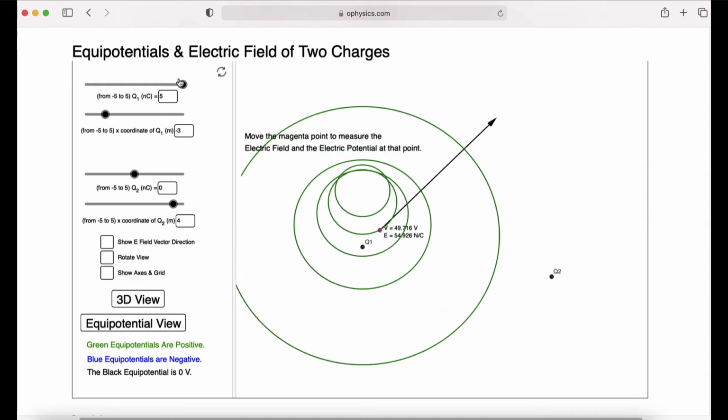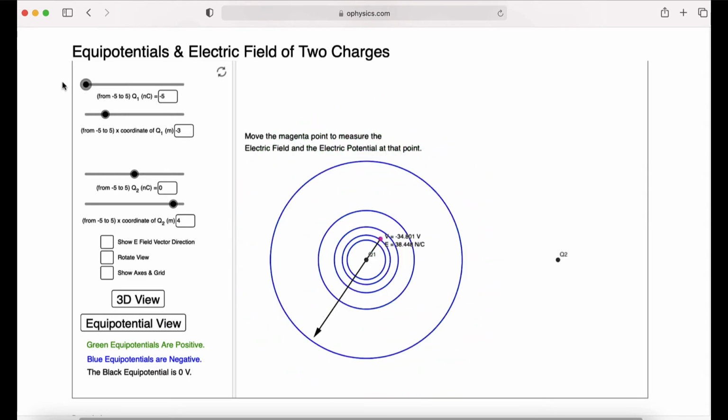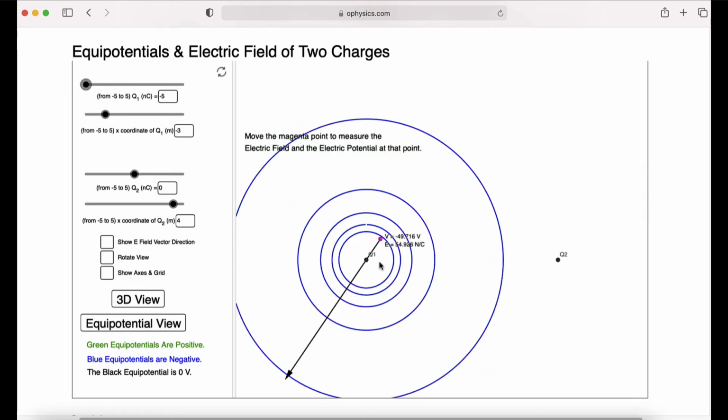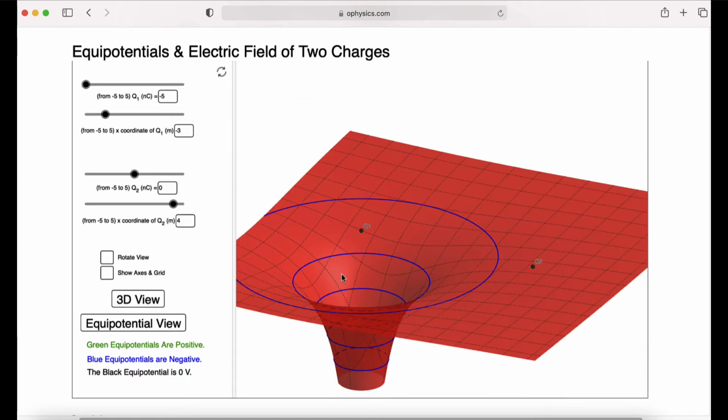I can also change this to make that central charge negative. Notice now that the vector arrow for the electric field points in the opposite direction, and my potentials are now negative. If I go back to the three-dimensional view, you can see that now, instead of a little mountain, we have a pit, indicating that potential gets more negative as we get close to the central charge. Again, height being a good analogy for potential.